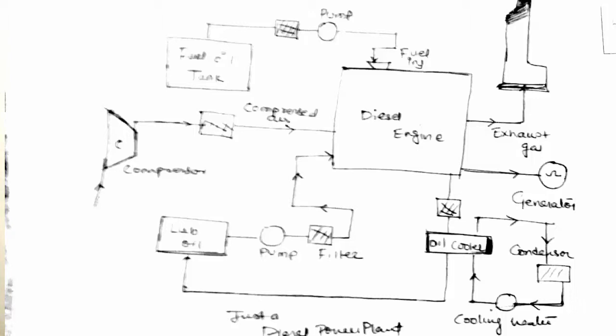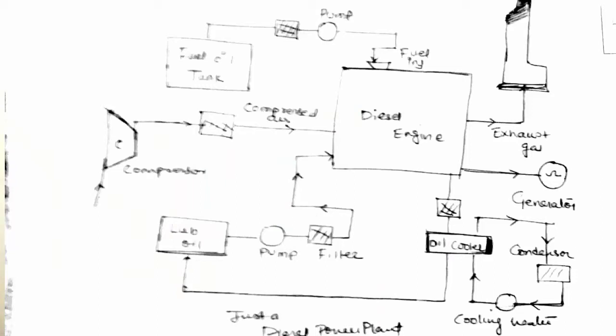So that would be oil cooled, and there is an oil cooling part, and there is a condenser which will be used to cool the oil as part of the cooling water pump, etc. So coming to the different parts, the first part is a diesel engine. This could be a 2-stroke engine or it could be a 4-stroke engine.